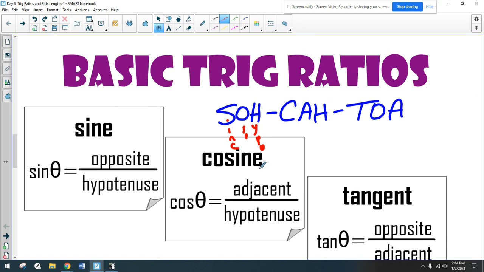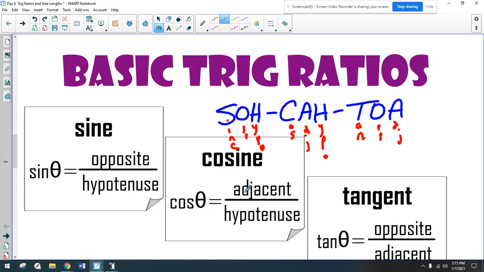So this one, CAH, stands for cosine. The A stands for adjacent, because this is the fraction you're going to use for cosine. You're going to put the adjacent side over the hypotenuse. So the adjacent over the hypotenuse, that's what that stands for. And then TOA, this is going to be tangent. You're supposed to use the opposite side over the adjacent side. So that's what all of these things stand for. Okay, so if you can remember SOHCAHTOA, that's the easiest way to remember it.